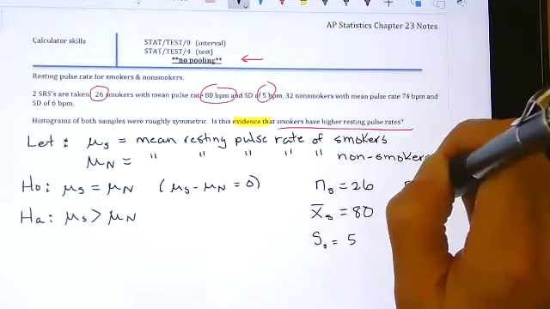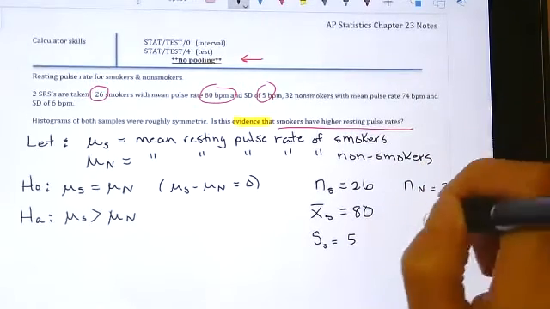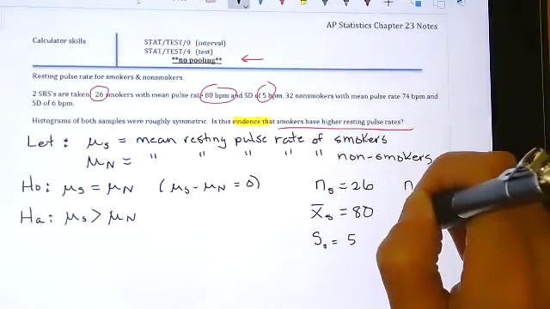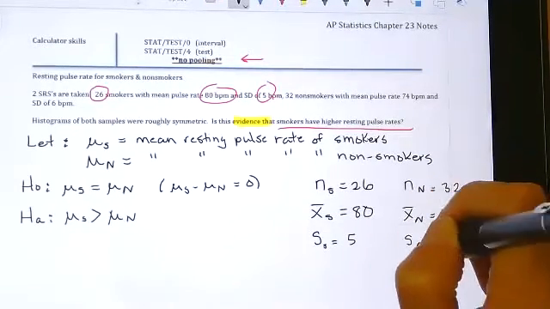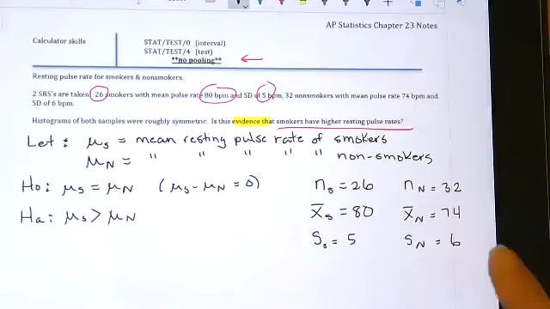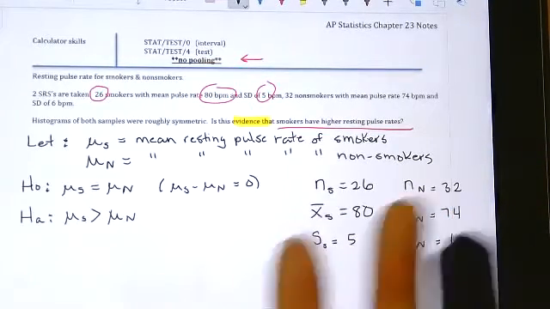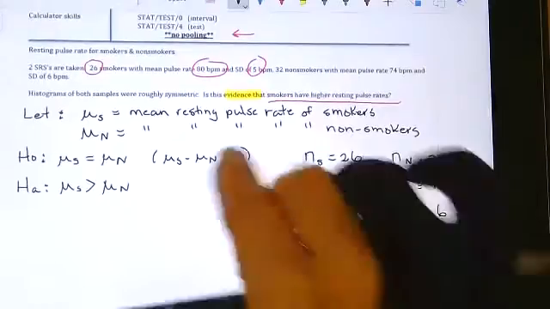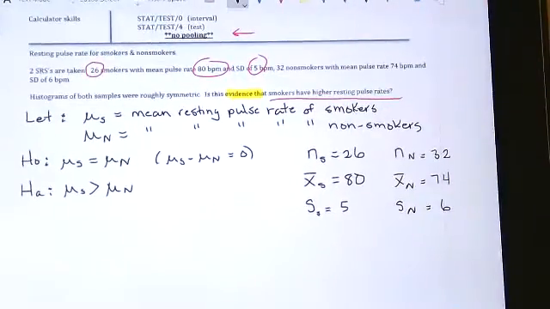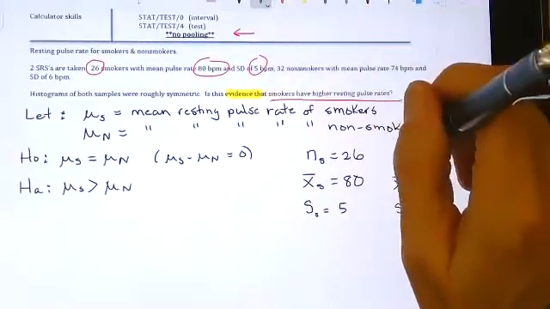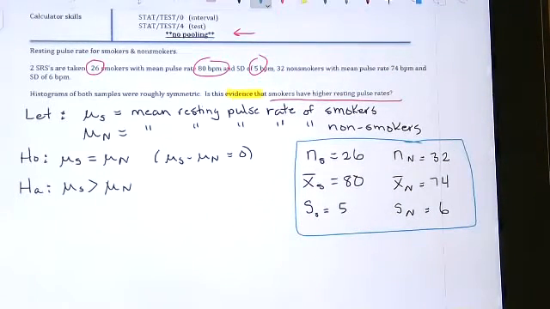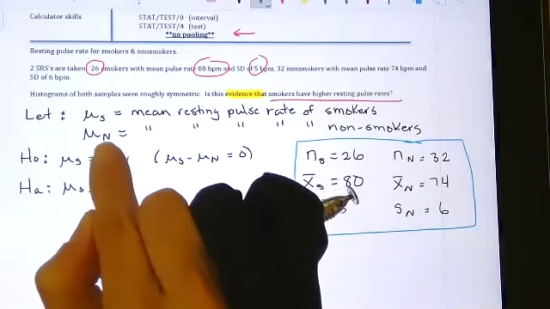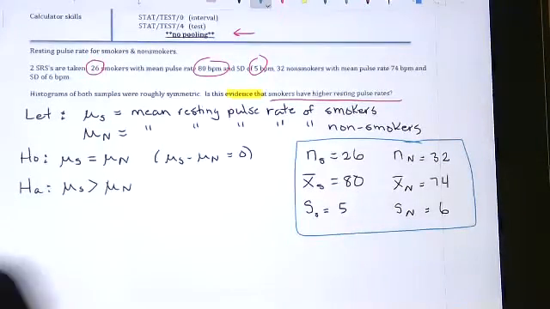And then I have my non-smokers. There were 32 of them, and they had a mean of 74 with a standard deviation of 6. Okay, so I'm just writing that on the side so that I've got everything I need for the problem. It's a good idea, when you have all these numbers in the problem, to make sure you know what they all are. So this is basically all the given information and how I would label it based off of how I chose S for smokers and N for non-smokers. Okay, next up, we have to check our conditions.